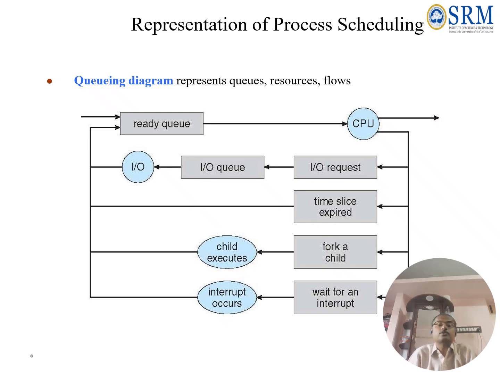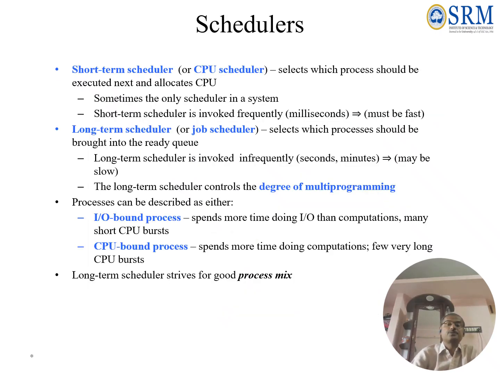Then if you want to create any process, you need to give a fork command, fork a child. Then the child executes, then it comes to the ready queue. Whenever an interrupt occurs, a certain process asking for CPU has to move to the ready queue. So this is the representation of how the process will move on to the ready queue and how it is given to the CPU.